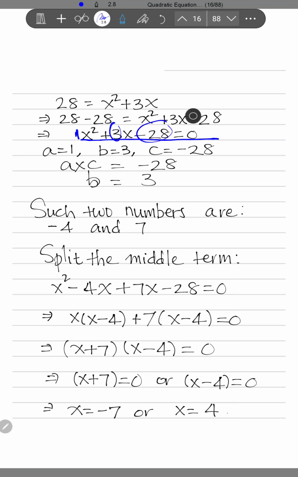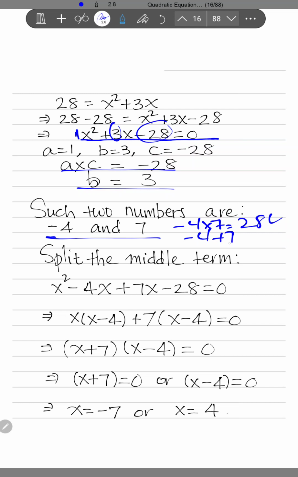Can we find two numbers in which their product is minus 28, which is a times c, and their sum is b, which is 3? Yes, minus 4 and 7. Can we check? Yeah. Minus 4 times 7 is minus 28. True. Minus 4 plus 7 is equal to 3, which is the value of b. That's also true. So let's split the middle term into 2.